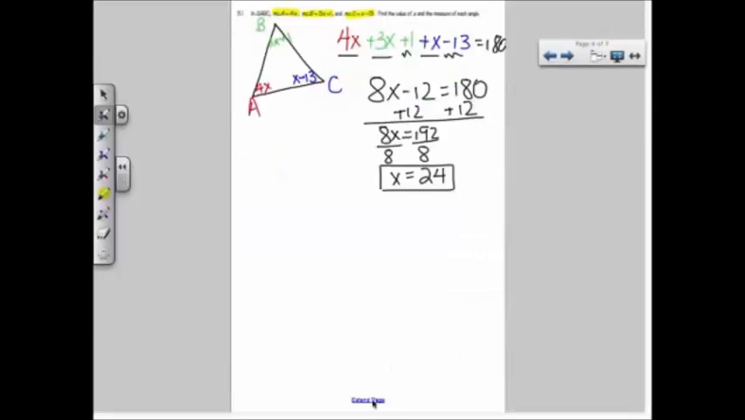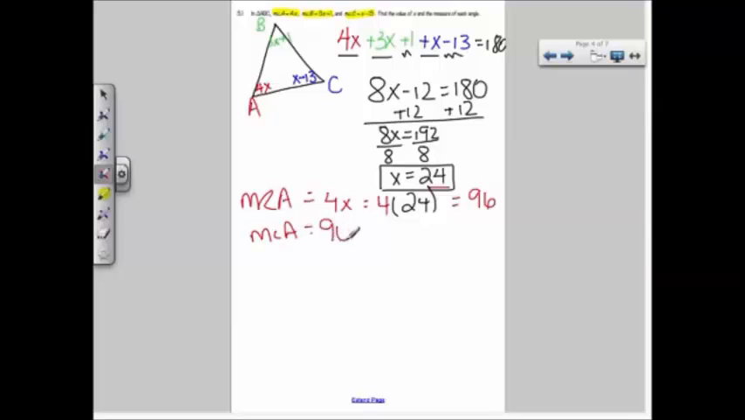Alright, so now that I've found the value of x, I need to find the measure of each angle. So what I'm going to do is plug 24 in right here, this 24, every time I see an x. So for example, the measure of angle A is equal to 4x. So I'm going to say that it's equal to 4 times 24. All right, and then I'm going to go ahead and multiply those numbers together, and I end up getting 96. So that means that the measure of angle A equals 96 degrees.